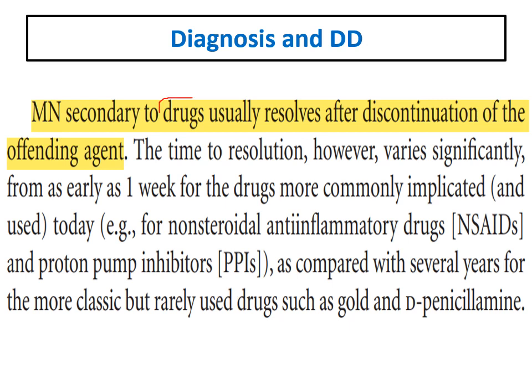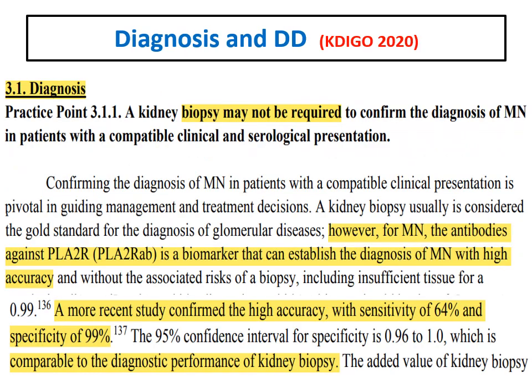Membranous secondary to drugs usually resolves after the discontinuation of the offending drug. The time to resolution is variable, usually from 1 week to several years after the drug discontinuation. So it is different from one patient to another, but the most important thing is to stop the drug causing membranous.